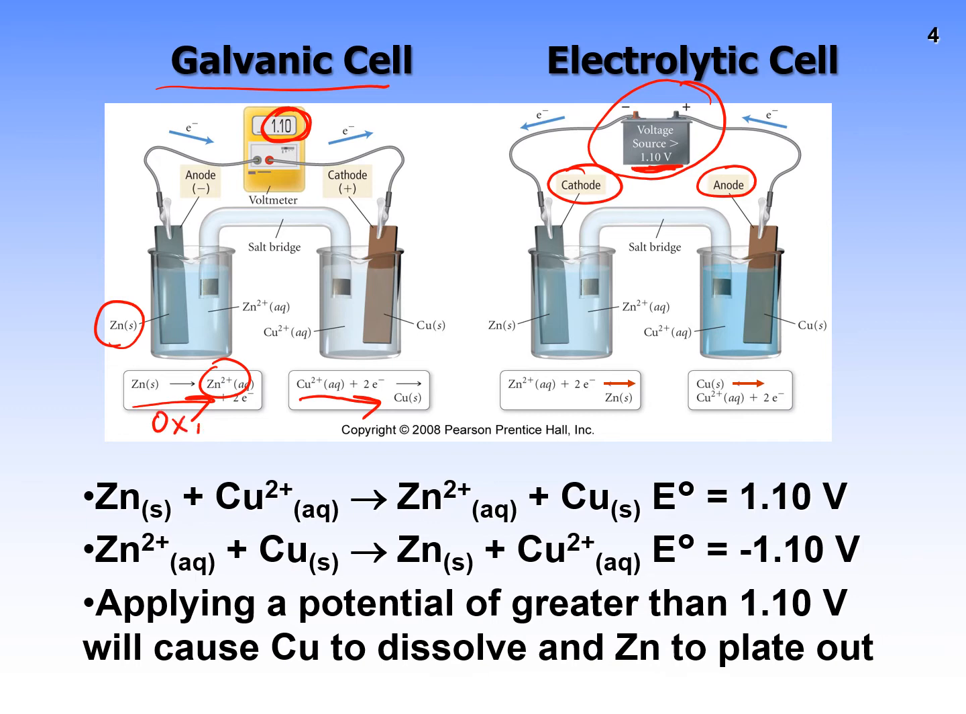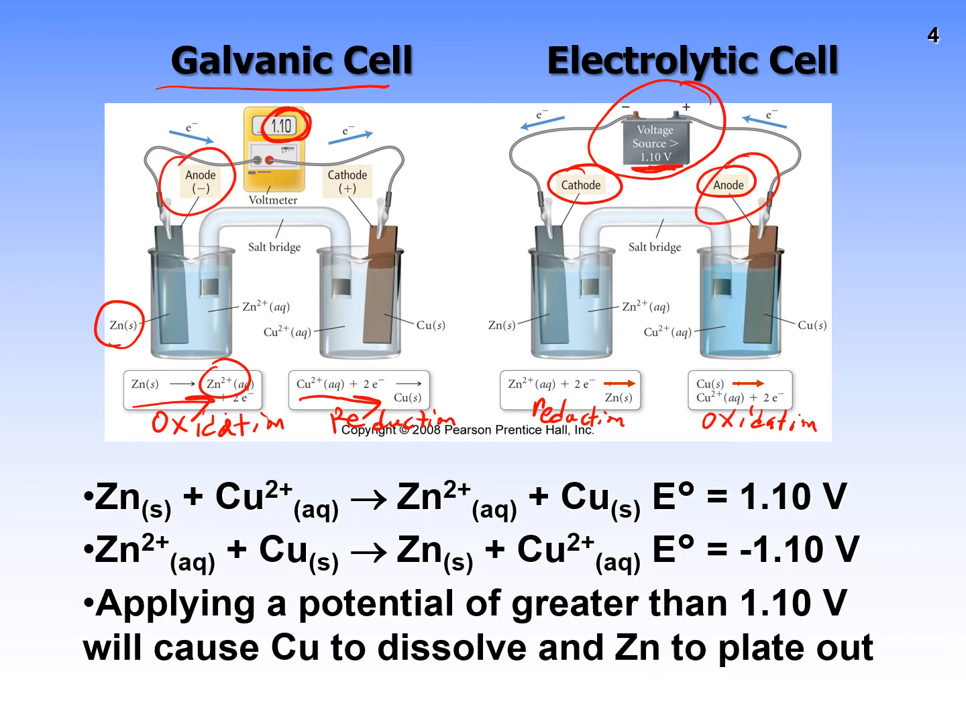This was the oxidation over here. This was the reduction. Over here now we have a reduction of zinc. And here we have the oxidation of copper. So still, this is the anode, it's the oxidation.